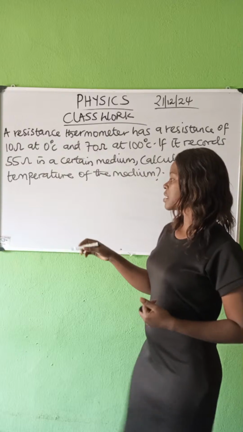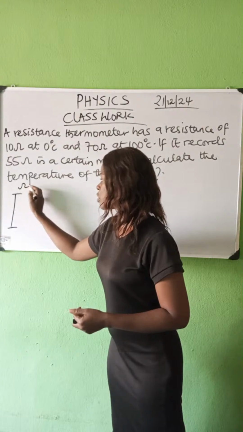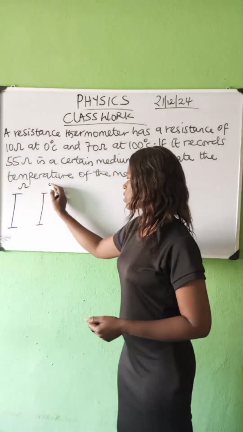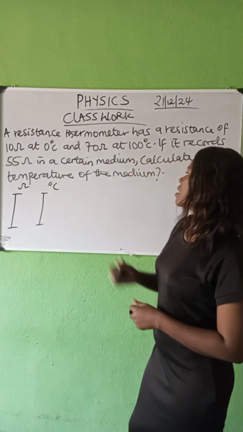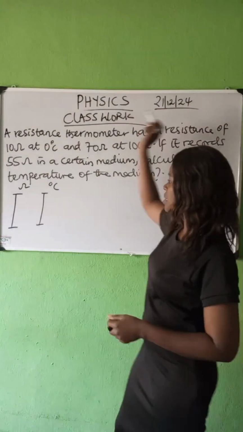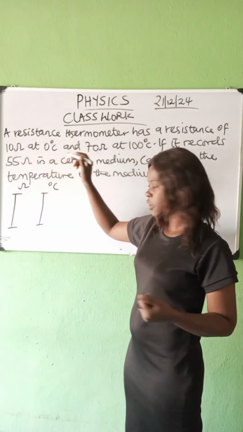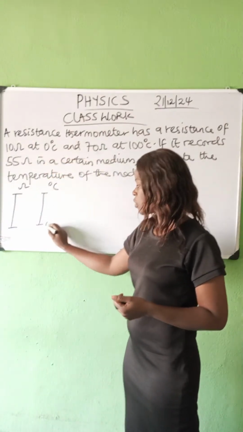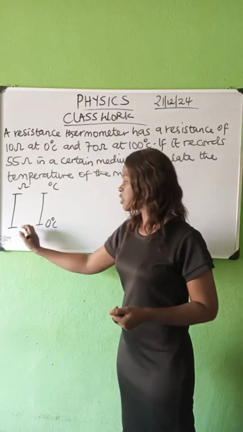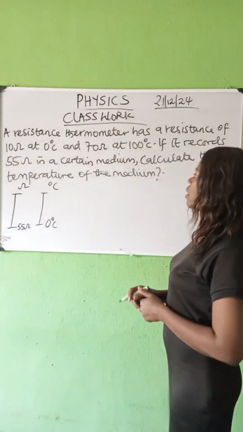Now, this is a resistance thermometer. We just draw the thermometer. This measures in ohms, right? I have another one which measures in what? Degrees Celsius. Now, this thermometer has a resistance of 10 ohms at 0 degrees Celsius, and this 0 degrees Celsius is the lower fixed point. So for this scale, when this is measuring, it's going to measure 55 ohms. Is that okay? All right.